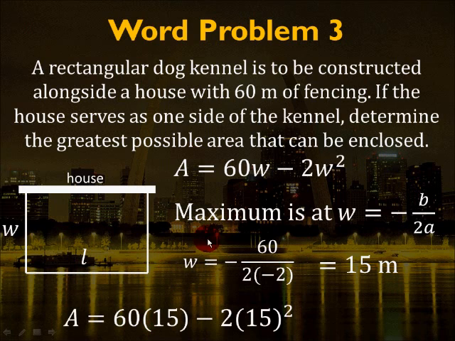We know that the area equals 60 times width minus 2 times the width squared. So you plug in the 15. The question is asking for the area, and you solve and you get an area of 450 square meters. So again, draw a picture if you can, come up with a proper formula or an equation, use the maximum formula or the minimum formula where you have the W or the X at negative B over 2A, solve for that value, plug it in to solve for the area.